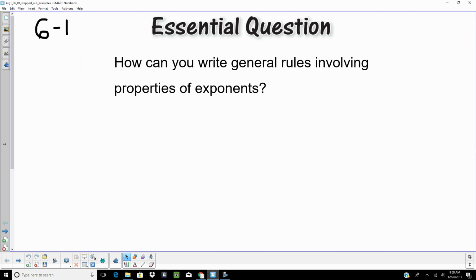Hello, today we are doing Chapter 6, Section 1. Our essential question is, how can you write general rules involving properties of exponents?